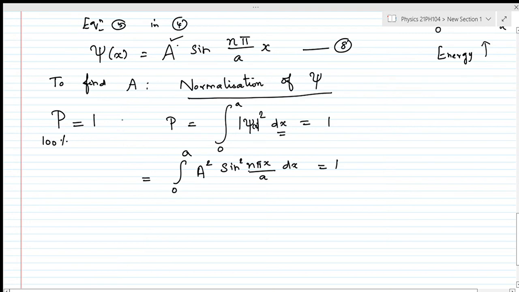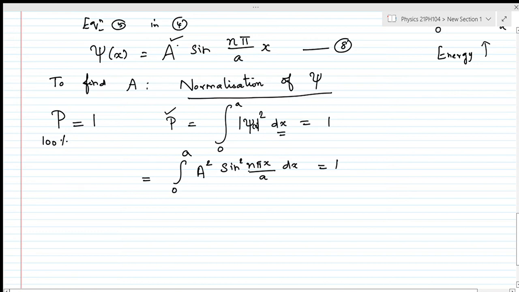So what is probability density? Probability density gives you the particle's position, or finding the particle in the given dimension. In this one-dimensional box, it is 100% present. We are finding 1, that is 1 is equal to 100%. The particle is present. It is called probability density, finding the particle in the given dimension.